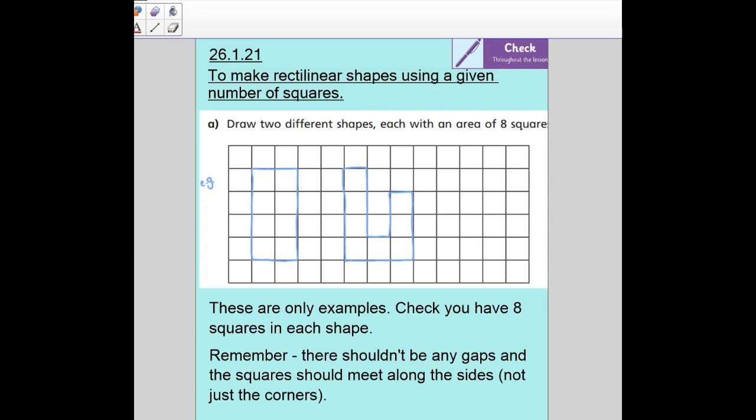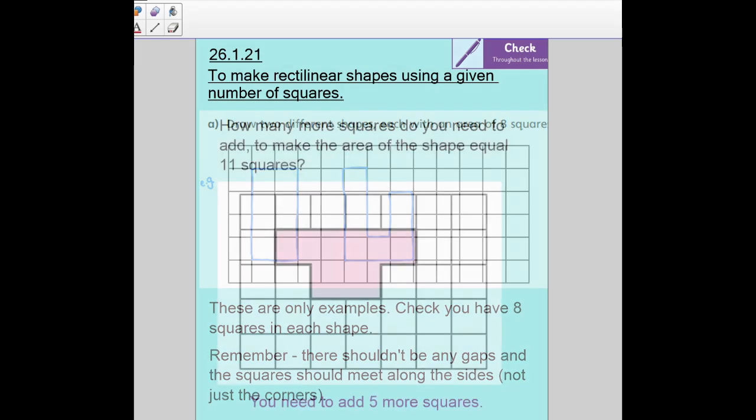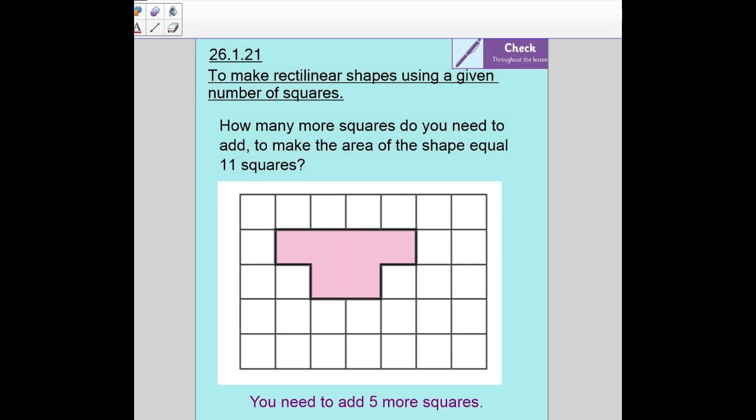For this one, you needed to draw 2 different shapes, each with an area of 8 squares. Again, these are only examples. Check you have 8 squares in each shape and remember about the gaps and the squares meeting along the sides. How many more squares do you need to add to make the area of the shape equal 11 squares? We needed to add 5 more squares. Well done.